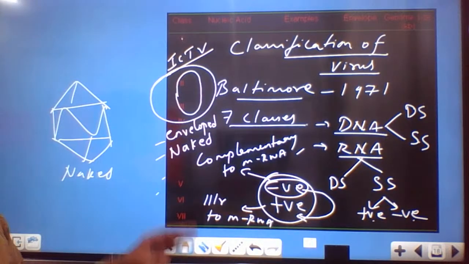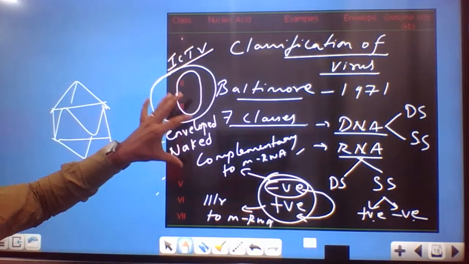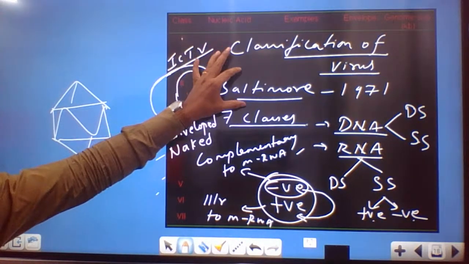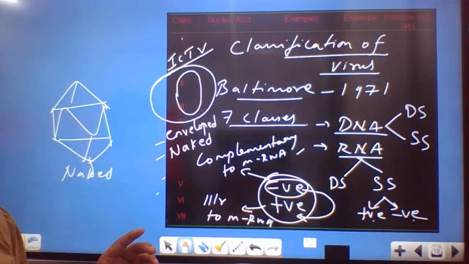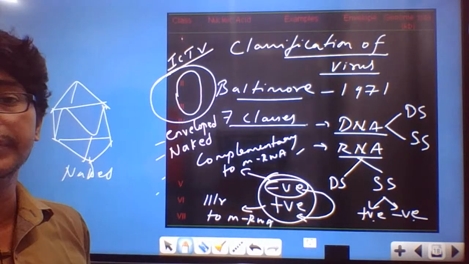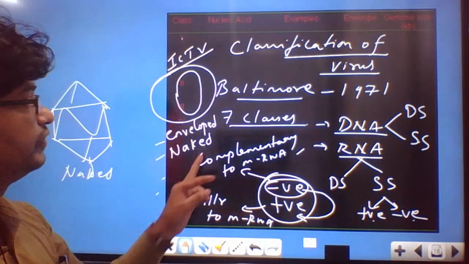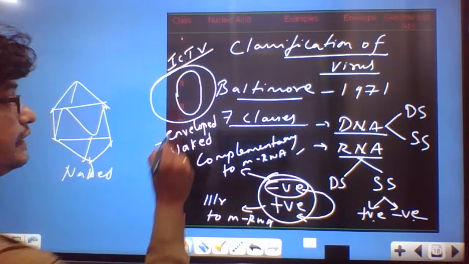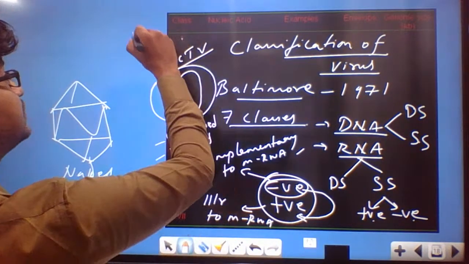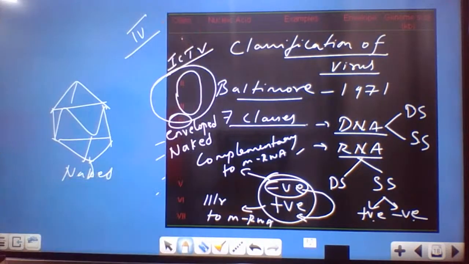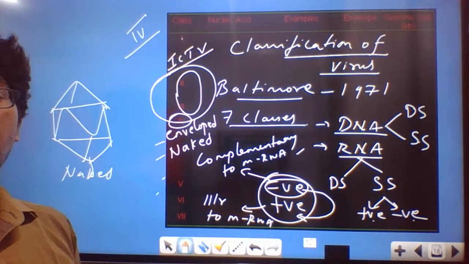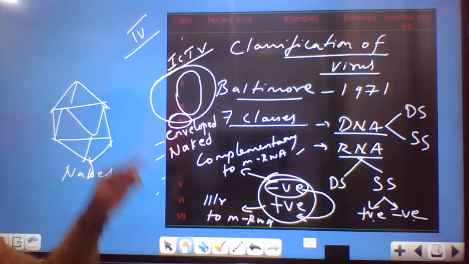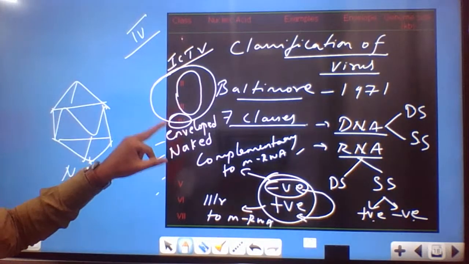Okay, so this is how the classification has been made by Baltimore, and the number of classes they ask about is 7. Coronavirus comes under which class out of these? If the question comes like this, it comes under class 4, the 4th class in the Baltimore classification, because we're talking much about the corona here.